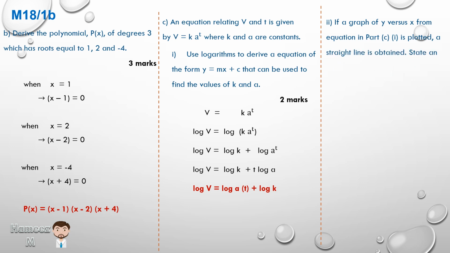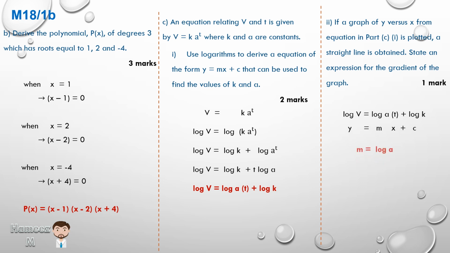Part 2. If a graph of y versus x from the equation in part c, part 1, is plotted, a straight line is obtained. State an expression for the gradient of the graph. So let's rewrite the equation. Log v is equal to t log a plus log k. And if we link it to the general equation of a straight line graph, that indicates that the gradient m is equal to t.